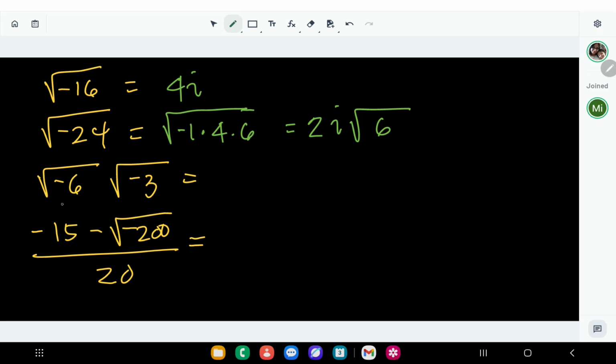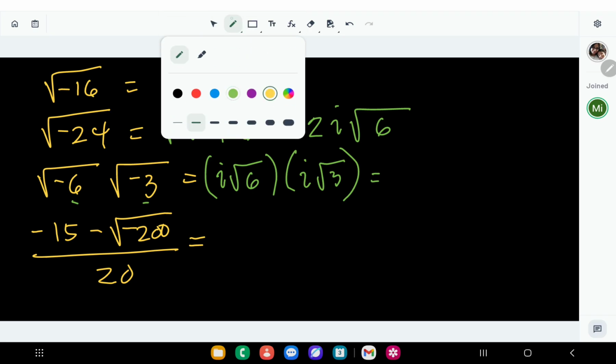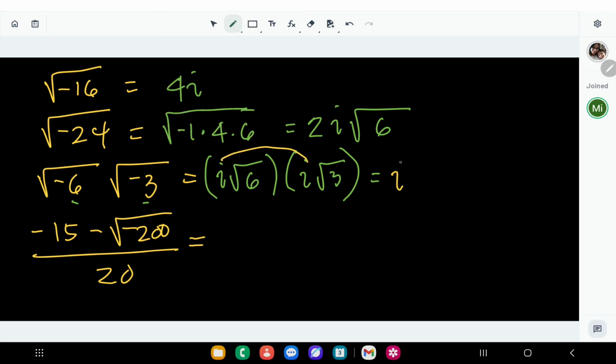Okay, this one, next one. Square root of negative 6 and square root of negative 3. So what are you going to do here? What is square root of negative 6? There's no perfect square here because it's 6 and not 3. So you can write this as square root of negative 6 is i square root of 6, right? Times square root of negative 3 is i times square root of 3. And then you can just multiply them. i times i is i squared.